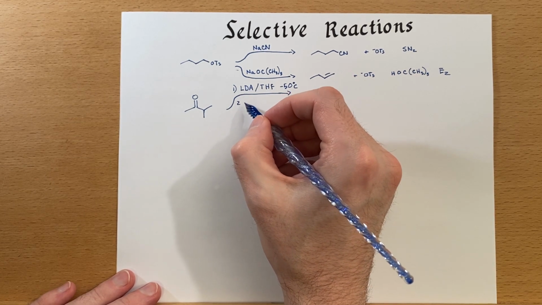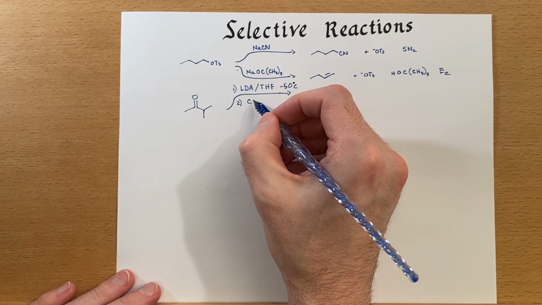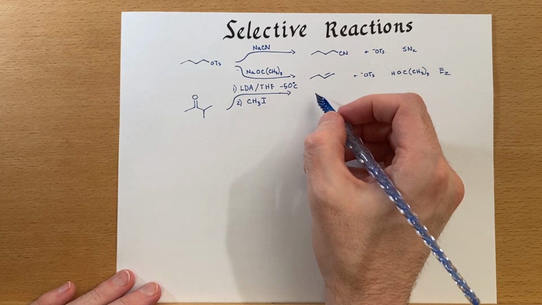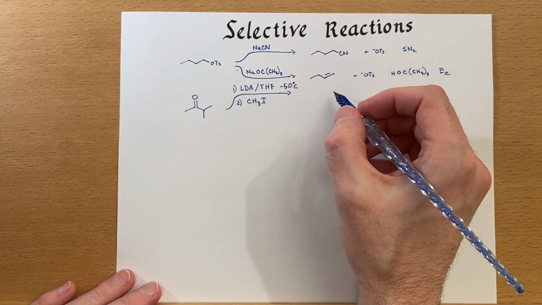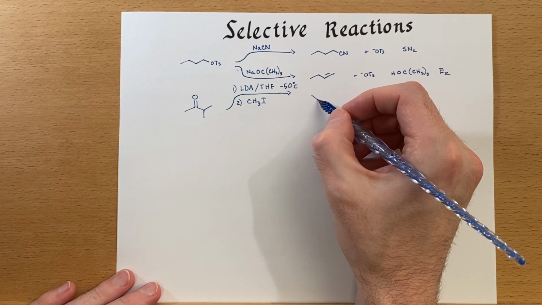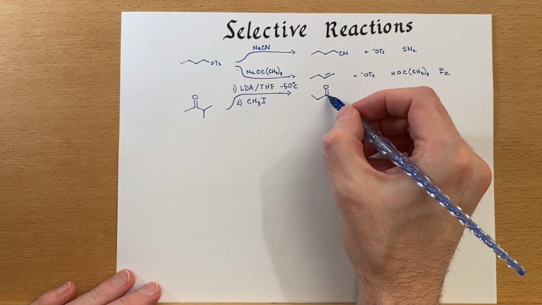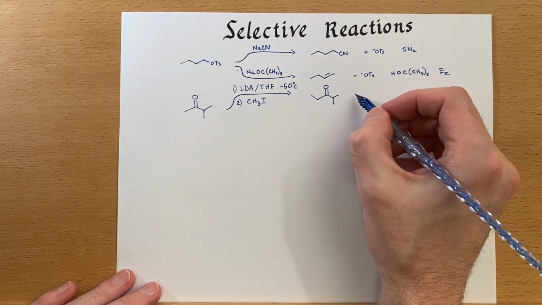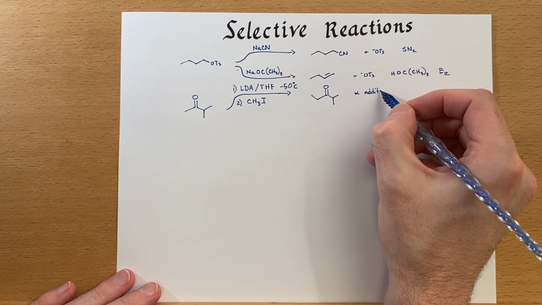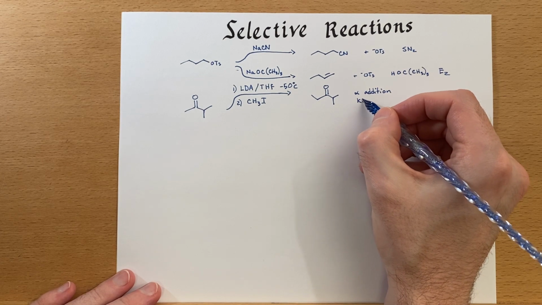and then add in our other substrate, methyl iodide, then we will get the kinetic product, and that is a selective reaction. We're selecting for the less substituted side by using kinetic conditions. So alpha addition, and this is the kinetic selection.